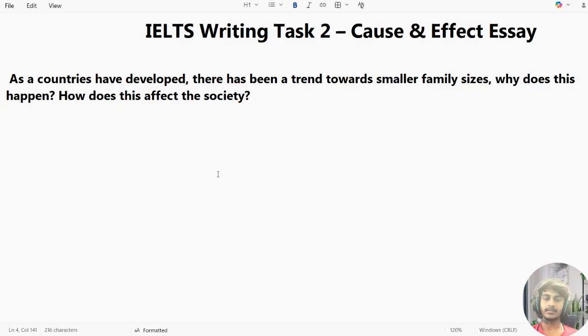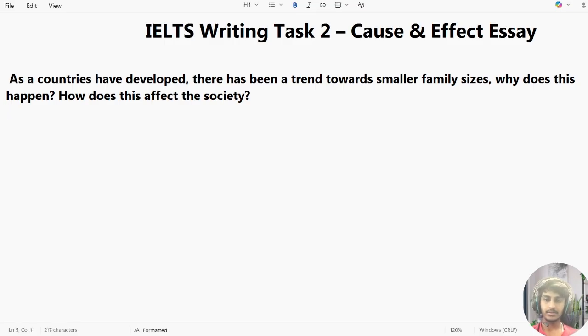So now let's start with the introduction. First, friends, please write the introduction. Do not listen, just write. So start the introduction. As a country has developed, there has been a trend towards smaller family sizes. Why does this happen and how does it affect the society? Now we start our essay.